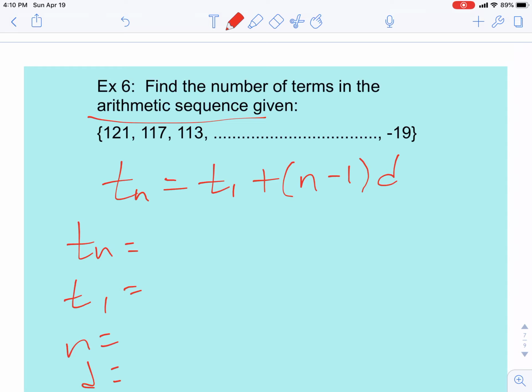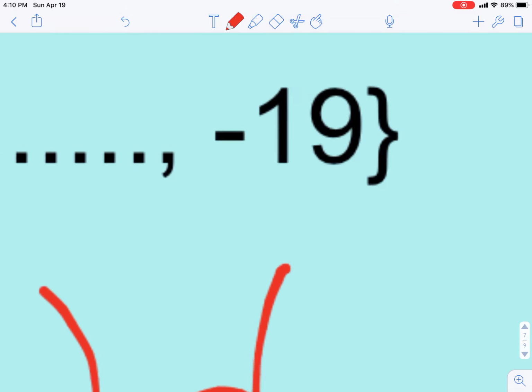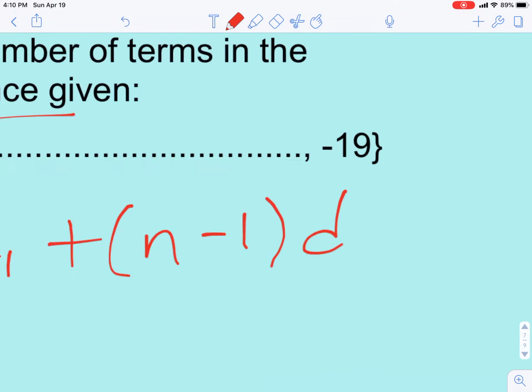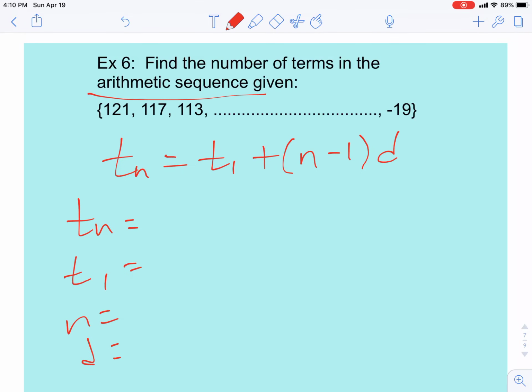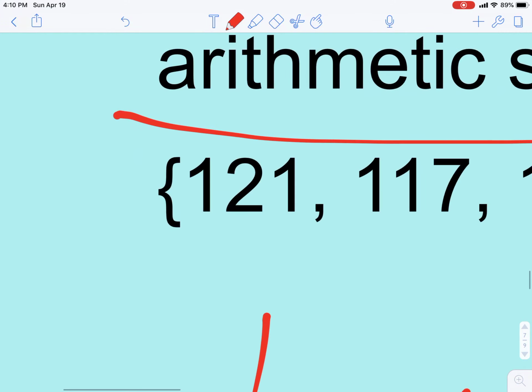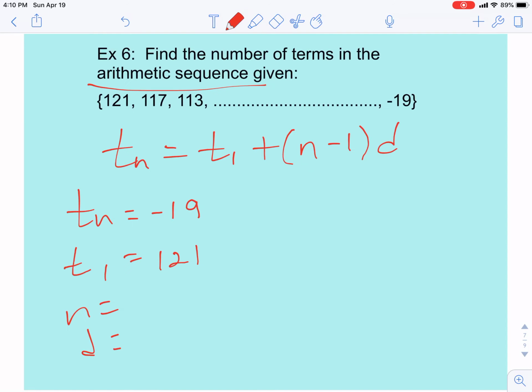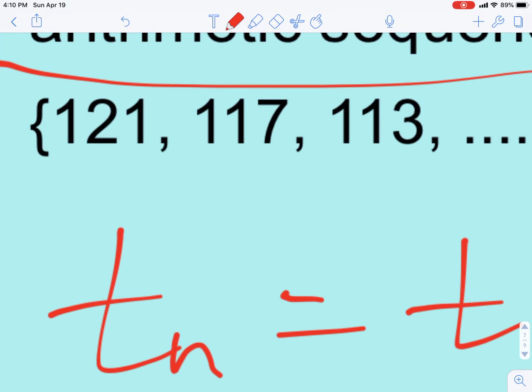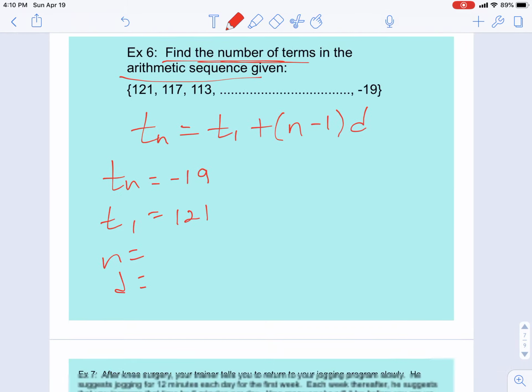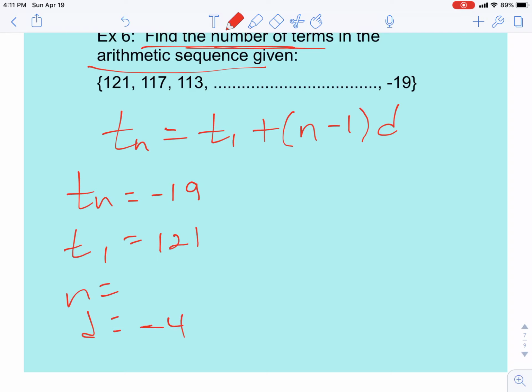We know the nth term, it's the last term, so the nth term is negative 19, because that's where the sequence stops. So I have that one. The first term of the sequence is 121, so I got that one. N, I don't know, because it's saying find the number of terms, right? So that's what we're trying to find out. And the common difference is, 121 to 117 is going down by 4. So then you're going to take the values they give you, and then you're going to plug them in.